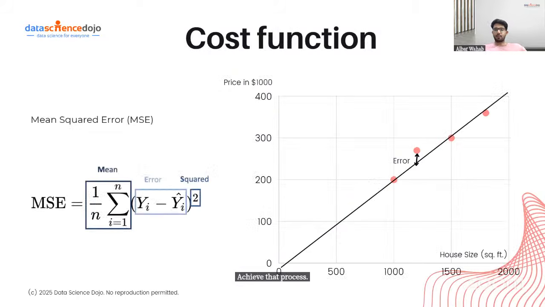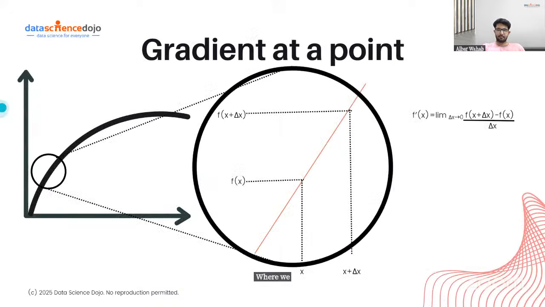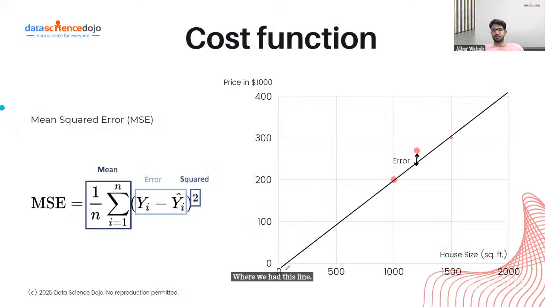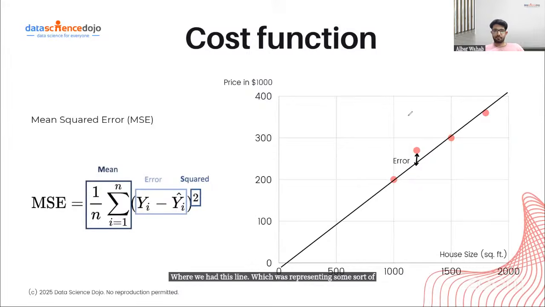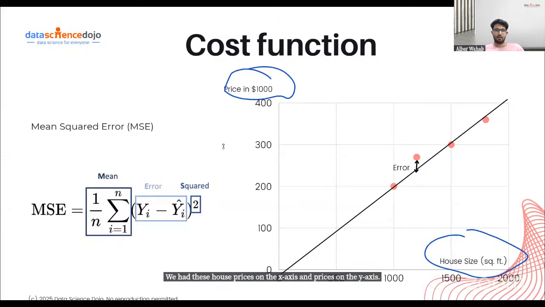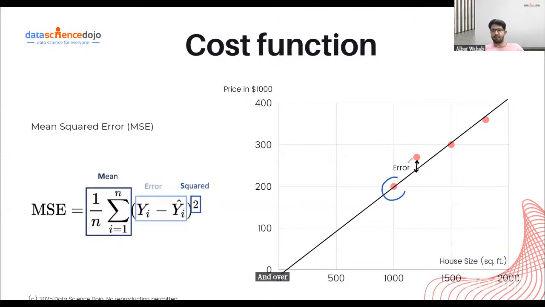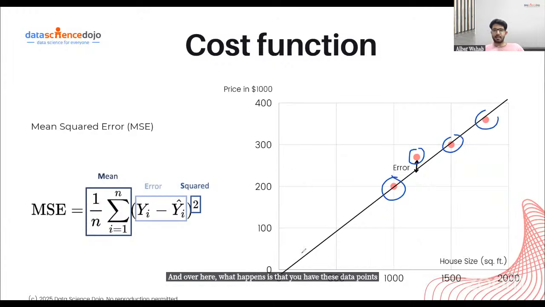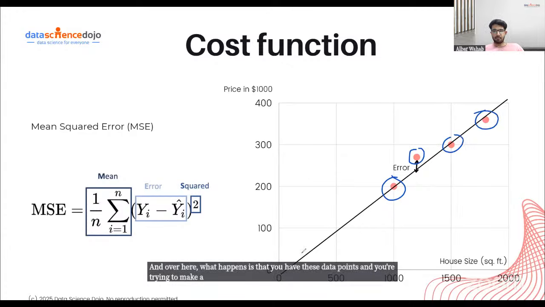So going back to our example of linear regression, where we had this line which was representing some sort of data. We had house prices on the x-axis and prices on the y-axis. And over here, you have these data points and you're trying to make a line that passes through most of them, or find the best fit line.